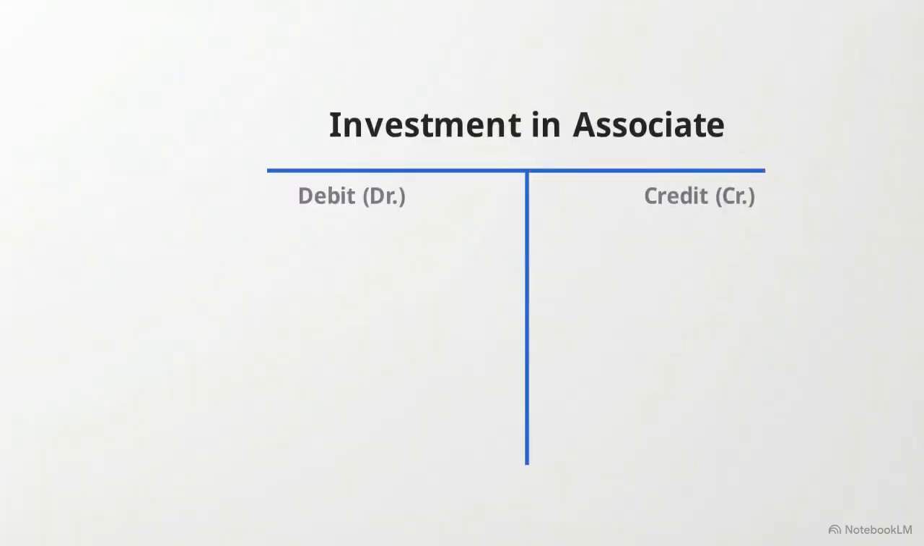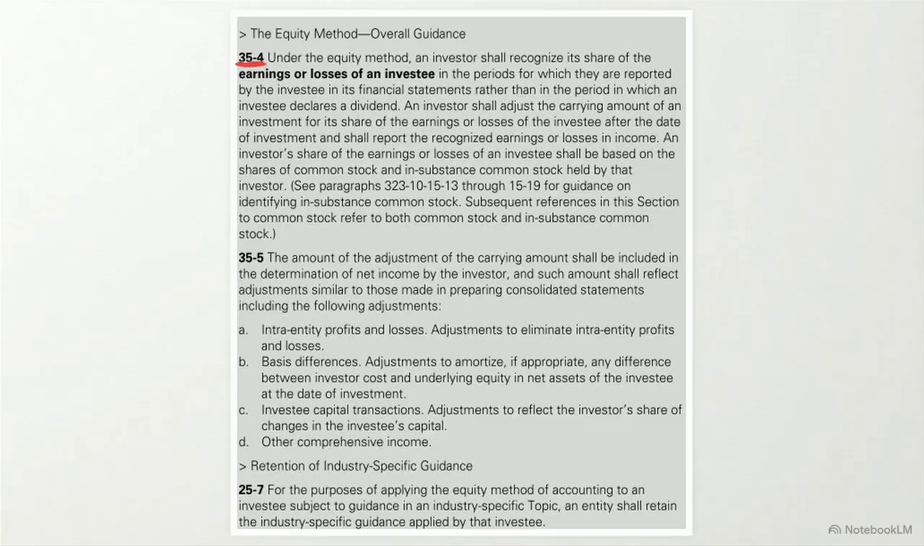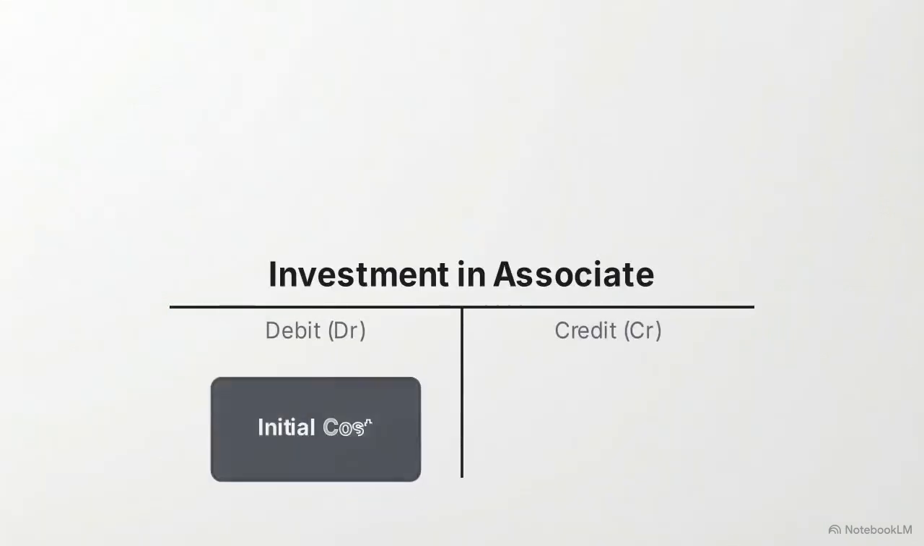Step 1 is initial measurement. You record the investment at cost, which includes the transaction price plus any direct transaction costs. Looking at this excerpt from ASC 323-10, paragraph 35-4, establishes the legal requirement. An investor shall recognize its share of the earnings or losses of an investee in the periods for which they are reported. This creates Step 2, the growth mechanic.